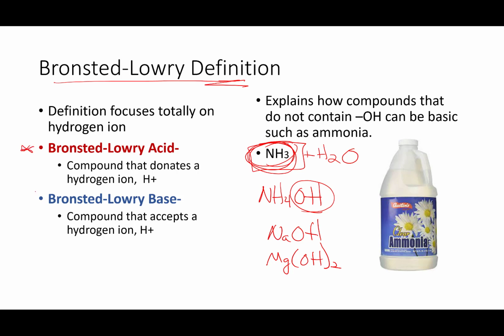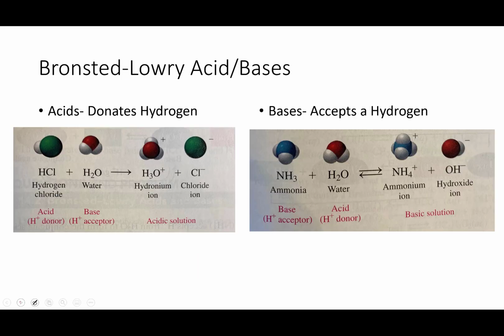Put a little star by this. The Bronsted Lowry acid is a compound that donates hydrogen. And a Bronsted Lowry base is a compound that accepts hydrogen. So it's based totally on the hydrogen ion moving, swinging between one compound and another. It is just whether that hydrogen ion is being given or it is being accepted.